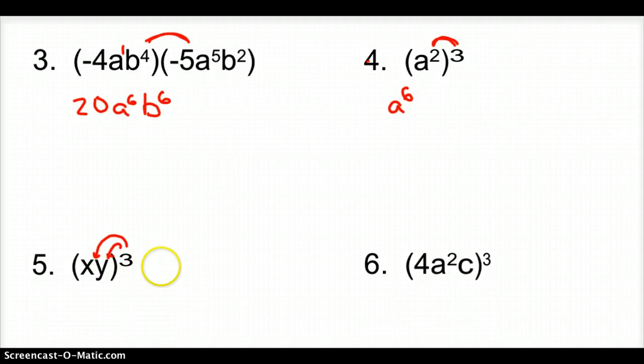Number 5, when that power is outside and you have two things inside those parentheses, that power has to go to both of those things. So in number 5, we have x to the 3rd, y to the 3rd.